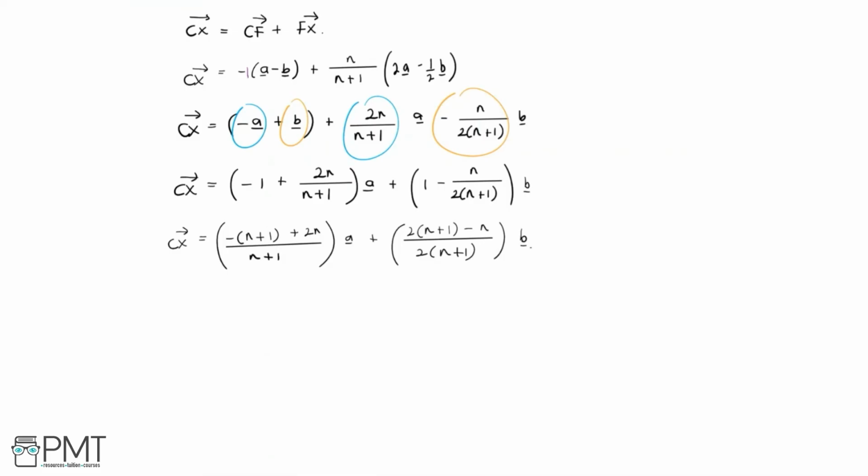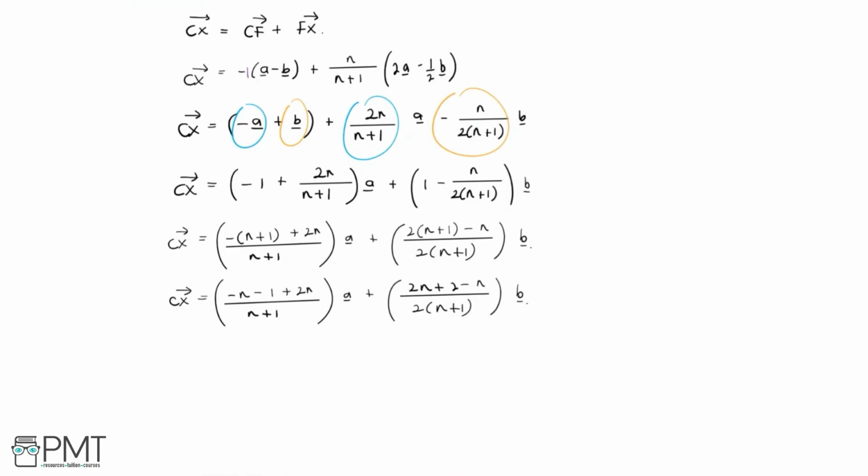Well, now let's expand these brackets. Minus brackets n plus 1 becomes minus n minus 1, and then don't forget the 2n, all over n plus 1. And now to expand the second set of brackets, we have 2 multiplied by n plus 1, which becomes 2n plus 2, and then the minus n, all divided by 2 lots of n plus 1. Now we can simplify this even more.